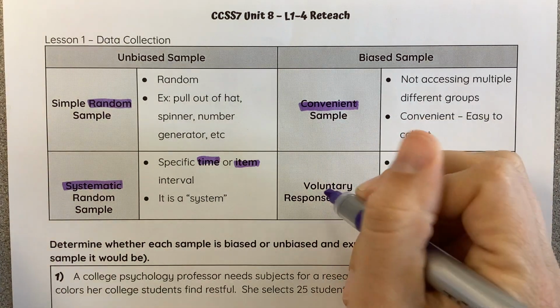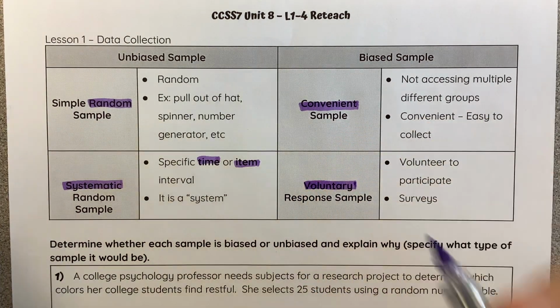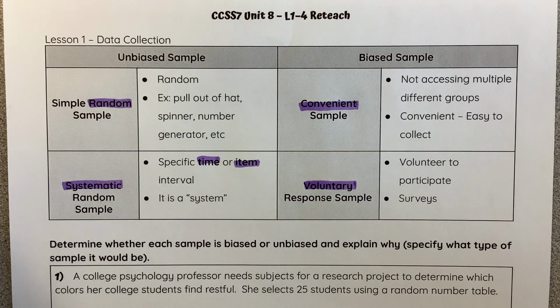Voluntary response sample is something where you need to volunteer a response. Surveys are an example of that. Or if you think about reviews for products, you don't have to write a review. And generally speaking, if you write a review, it's either a very good review or a very bad review. And it's not representative of all people using that product.